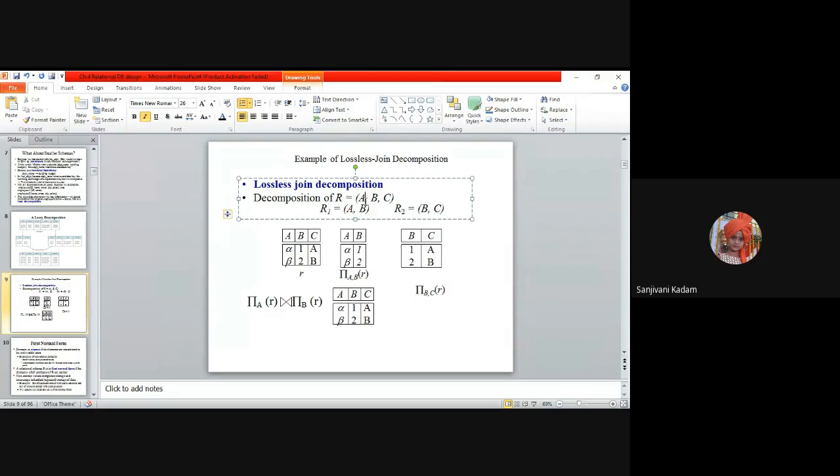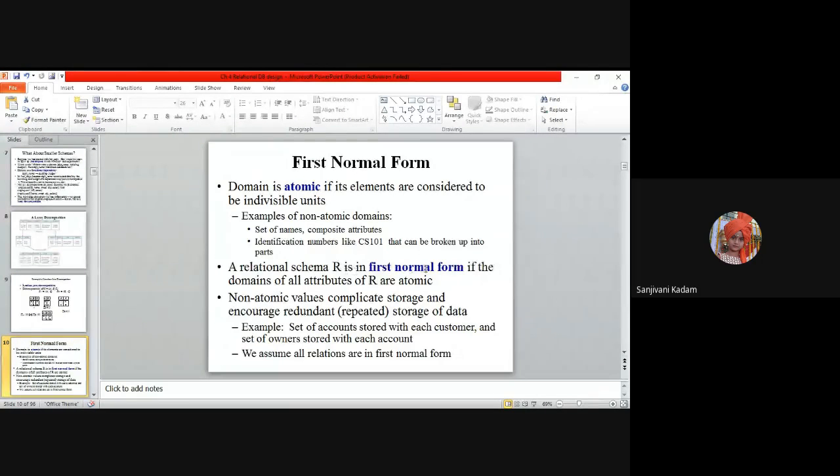If A is atomic, B is non-atomic and C is also atomic, in that case as B is non-atomic, R will not be in the first normal form, R will be in the denormalized form. So a relational schema R is in first normal form if domains of all attributes of R are atomic. Non-atomic values complicate the storage and encourage redundant repeated storage of the data, and that's why a set of accounts stored in each customer and a set of owners stored in each account. We assume all relations are in first normal form. So whatever the schema up to now we have studied, all these are following the standard rules.